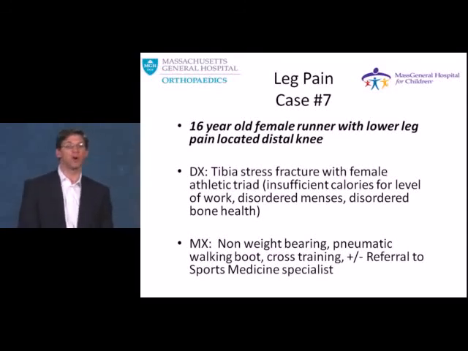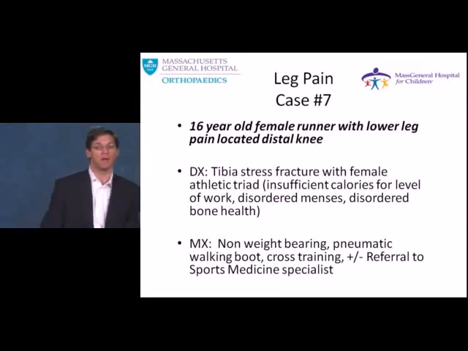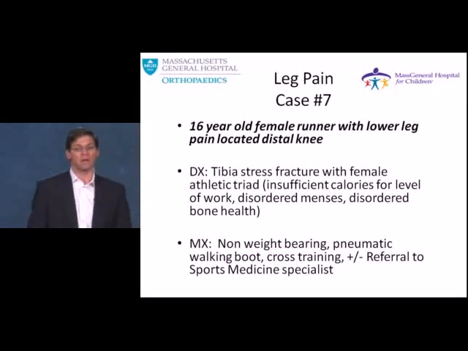The management for her would be starting with making her non-weight bearing to decrease her pain, and then consideration of a pneumatic walking boot. This has been proven to return to play or healing in a slightly faster way. She is cleared for all pain-free cross-training.